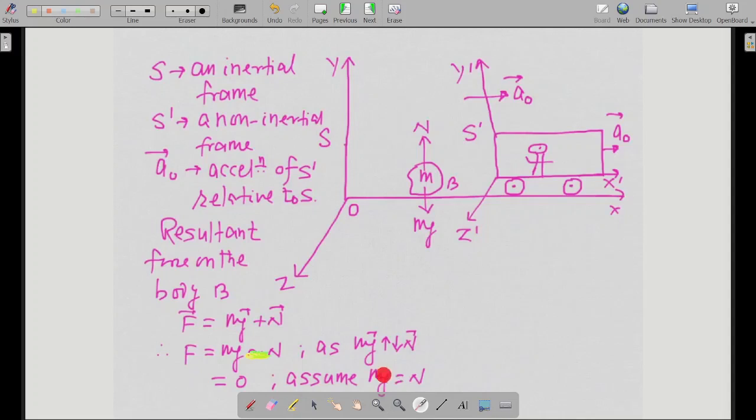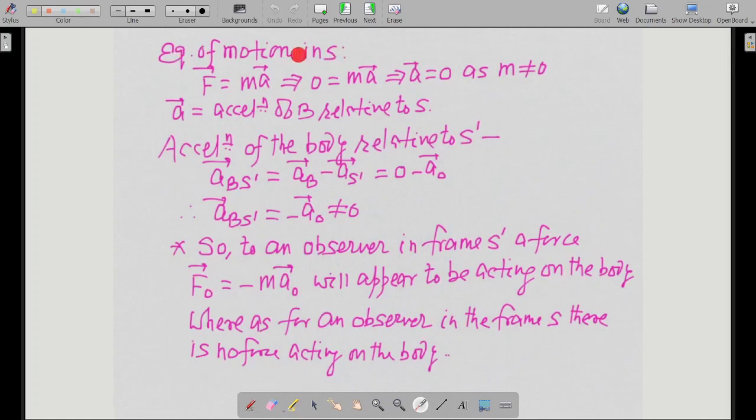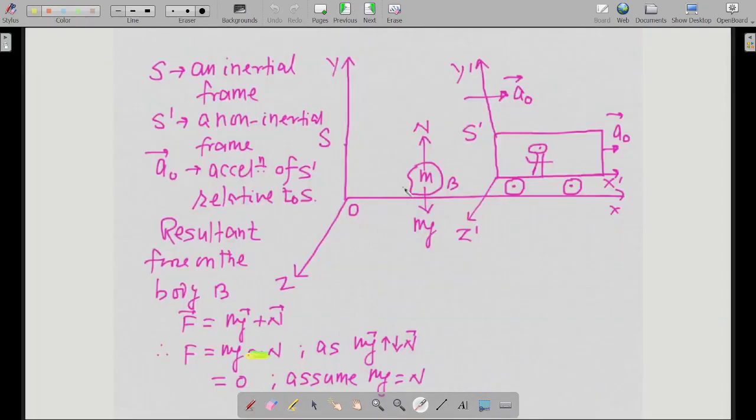So mg equal to N, so that's why the force acting on this particular body will be equal to 0, but with respect to which frame? With respect to this S frame, okay, we are talking with respect to this S frame. Now, equation of motion in S, what will it be? F equal to ma, right? F equal to ma.